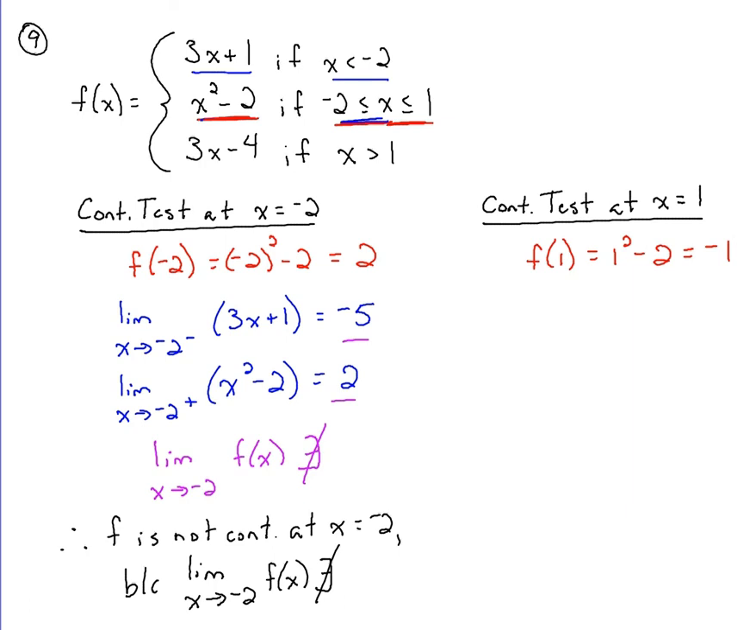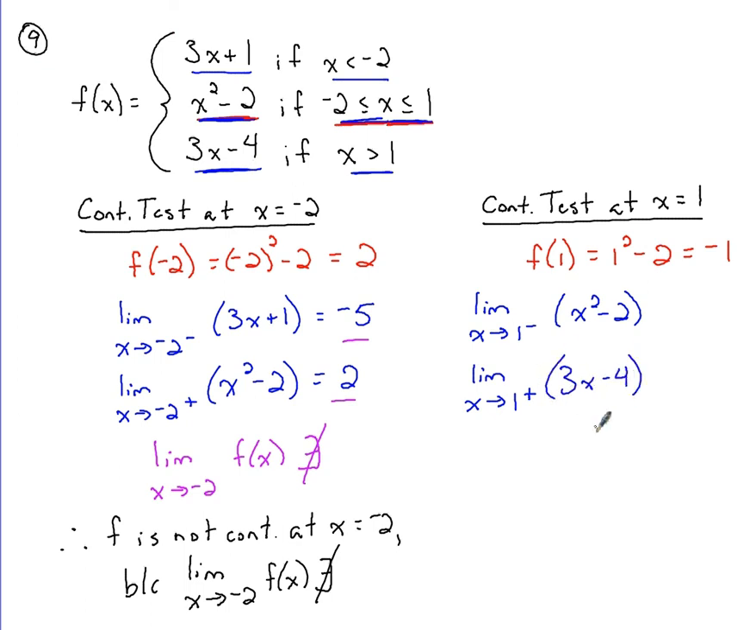And then looking at the left-hand limits and the right-hand limits here, limit as x approaches 1 from the left, limit as x approaches 1 from the right. Once again, looking at the left side, we're looking at values that are less than 1, so that's going to go back to this second piece right here. Left-hand limit will be applied to x squared minus 2. And from the right side, that's going to be where it's greater than 1, so we'll look at this last piece here of 3x minus 4. Analyze that from the right side.